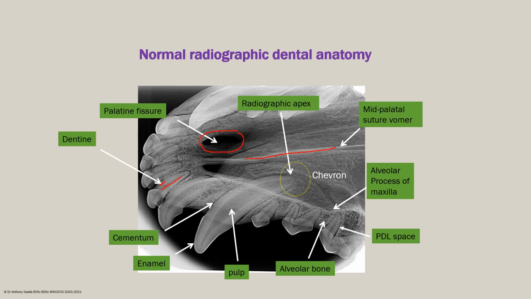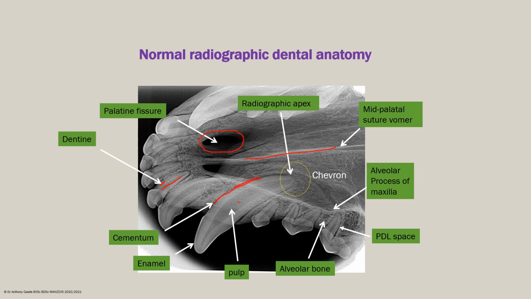We have cementum, which is a specialized lining of the dentine that allows the periodontal ligament fibers to attach to the tooth, and those periodontal ligament fibers attach to the bone, the alveolar bone on the other side.